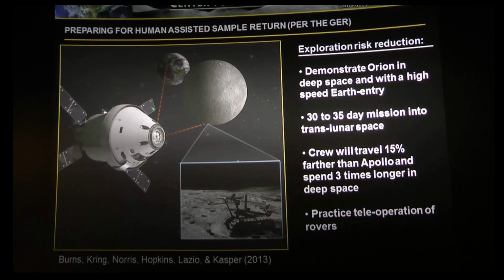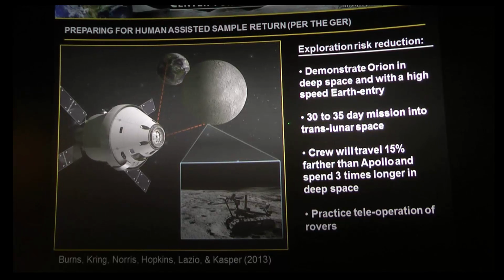We would launch astronauts in the Orion vehicle. They would hover above the lunar far side where they could communicate with Houston while maintaining communication with the robotic rover. From an exploration point of view, this will demonstrate the Orion crew vehicle in deep space with a high-speed Earth re-entry.